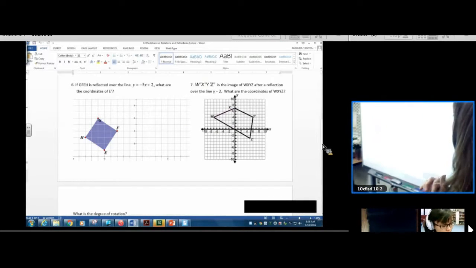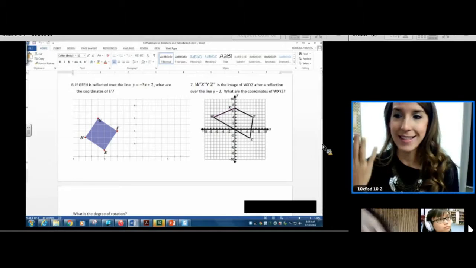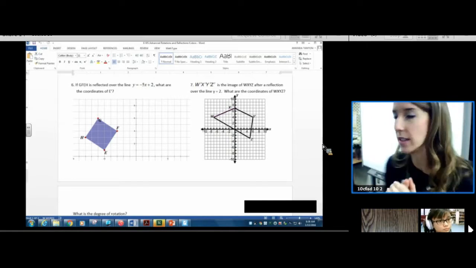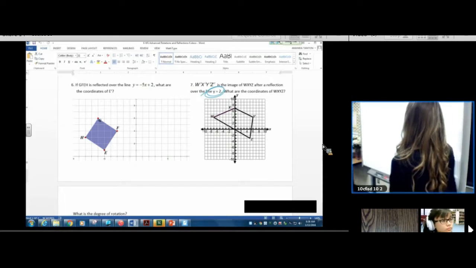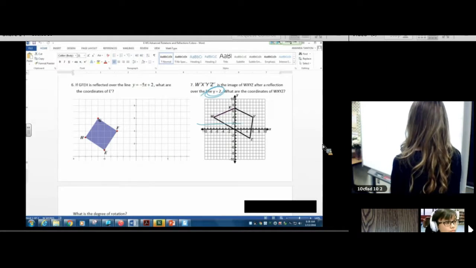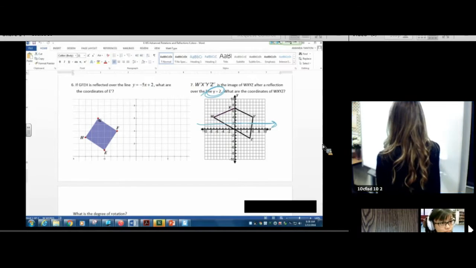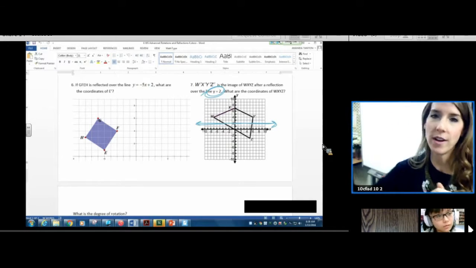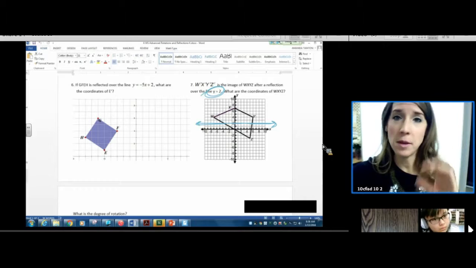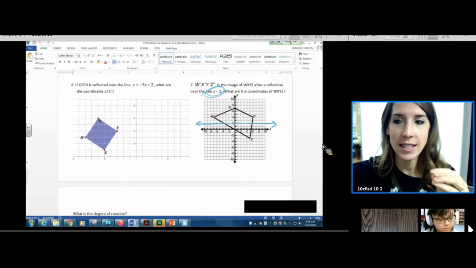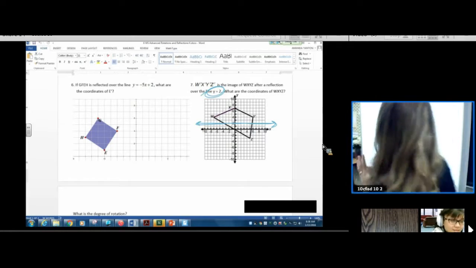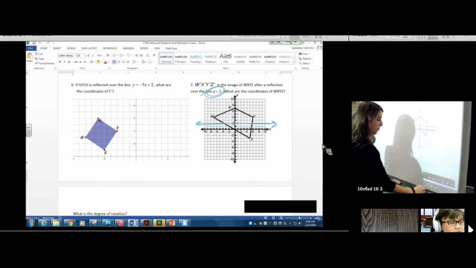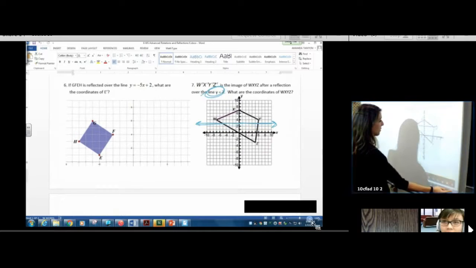Number 7 is asking you to reflect this over a line that's not the x-axis, that's not the y-axis. So the way that you're going to begin this is by graphing the line y equals 2. Graph the line. Now you're going to take each coordinate, and you know that W and W prime need to be equidistant from the line of reflection. Equidistant. So if W prime is 2 above, if I zoom in, I wonder if that line will zoom in with it. No, it won't.